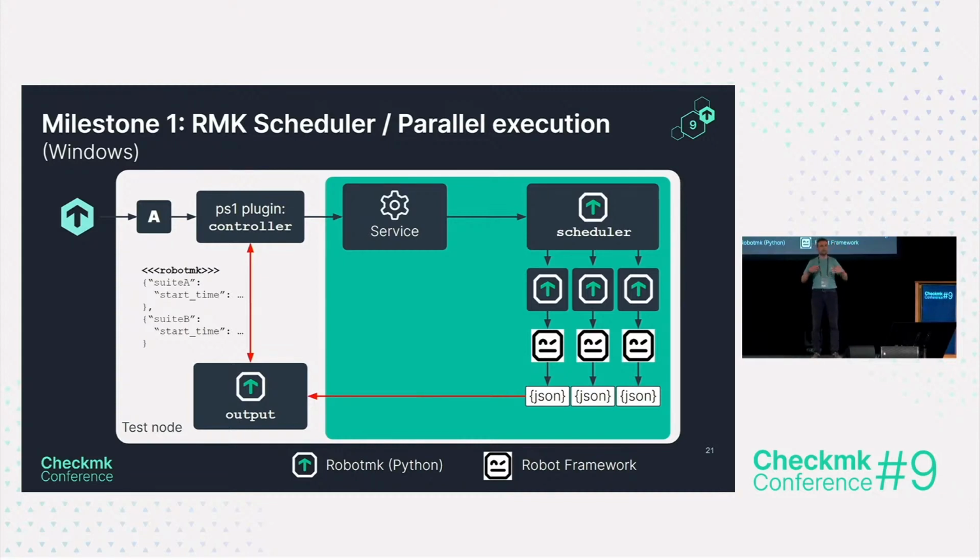It can also contain base64 encoded screenshots of error situations. It can also contain screen recordings, so animated GIF videos of an error situation. In Robotmk version 1, I transferred the XML and the HTML log file, but the HTML log file is nothing more than a human-readable version of the XML file. And for that reason, we only will transfer the XML file, and the HTML file will be generated on the Checkmk server. And this gives us a lot of nice opportunities.